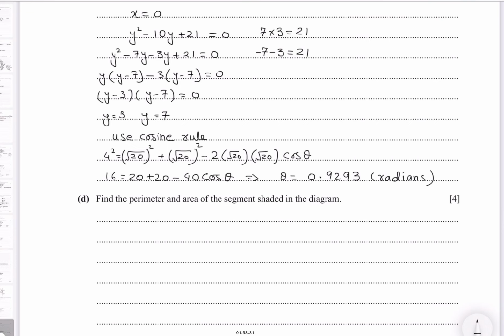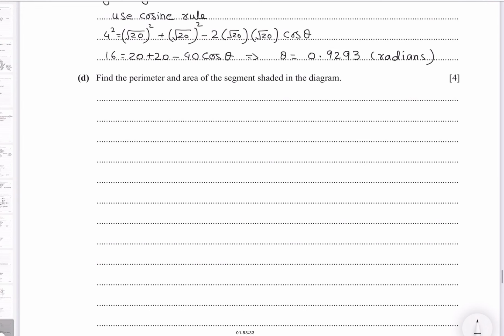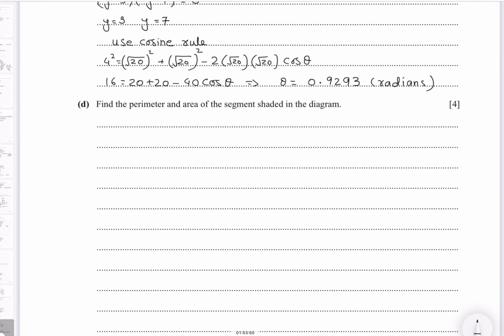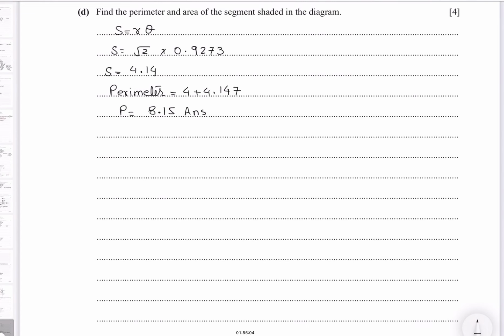Okay, find the perimeter and area of the segment shaded in the diagram. So s is equal to r theta, arc length. So root 20 times 0.9273. So this is 4.14. So perimeter is 4 plus 4.147, and that is 8.15.